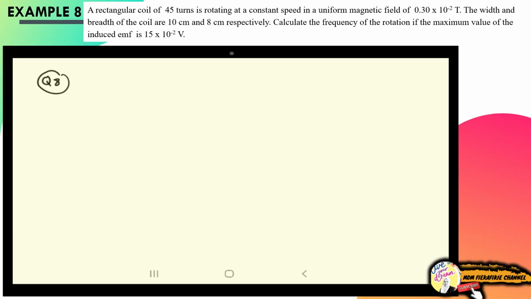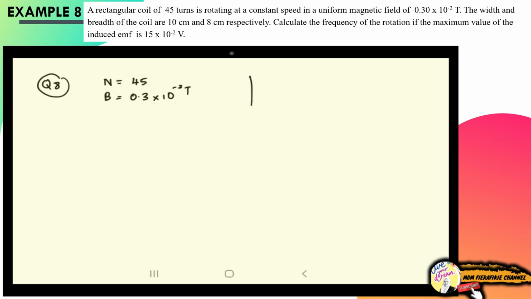Alright, so now we reach the last example. We have a rectangular coil of 45 turns. Let's take out the information given. N is equal to 45 and it's rotating with a constant speed in a uniform magnetic field where the magnetic field strength is given 0.3 exponent negative 2 Tesla. The width and the breadth of the coil are 10 centimeter and 8 centimeter respectively.